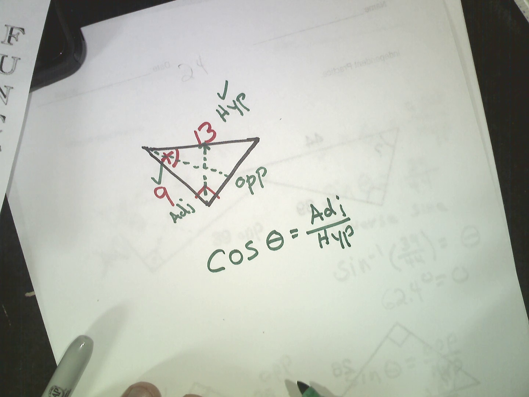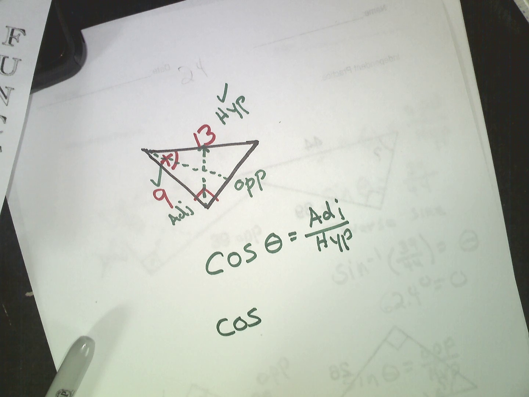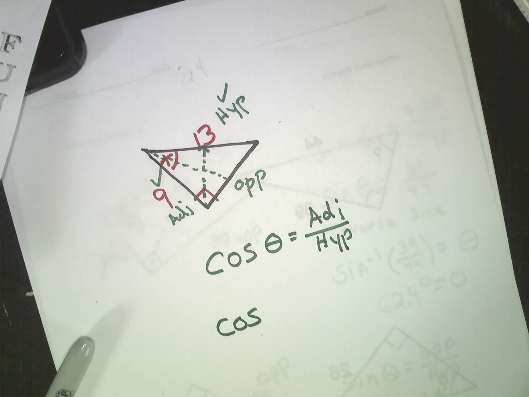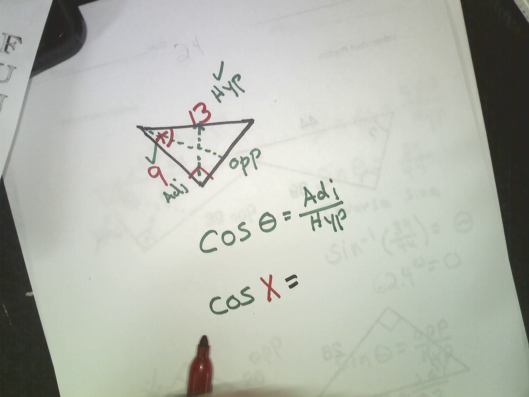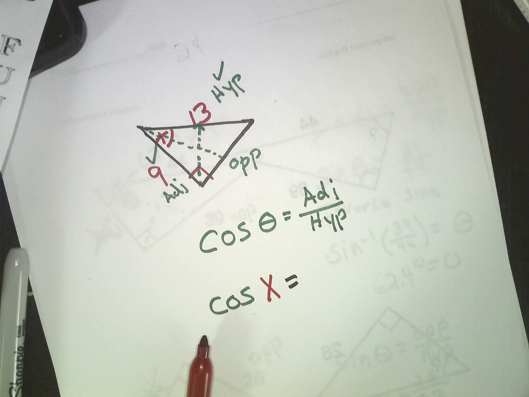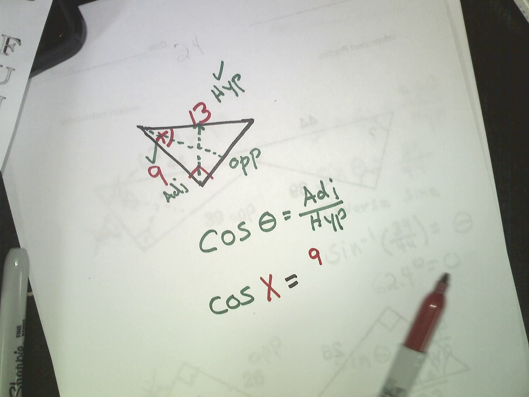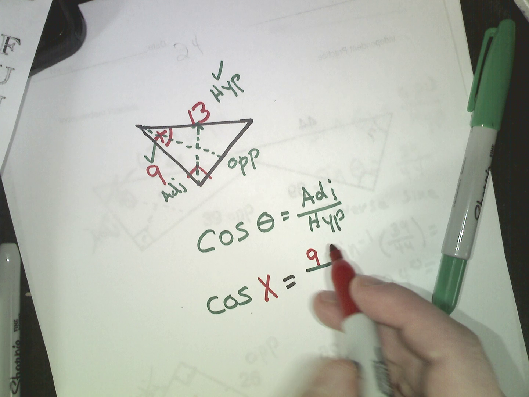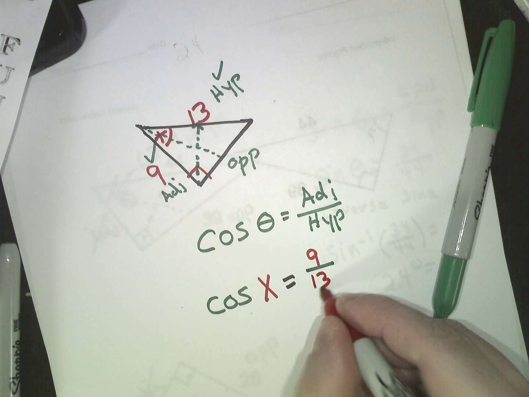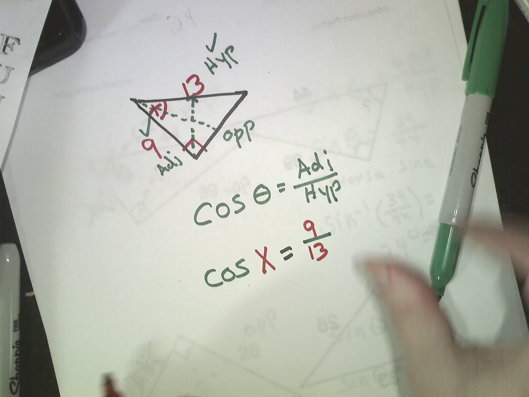Now, this one is obviously a cosine problem, so I'm going to put cos. Now, the thing I'm solving for in this case is x. I don't know what it is, so that means I'm going to have to use an inverse cosine. Cos x equals my adjacent, which is 9 (9 is in red) over my hypotenuse, which is 13. Again, okay, so this is not so bad. So now I have to inverse it.